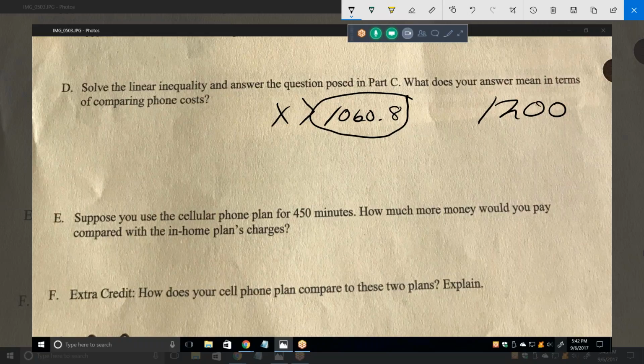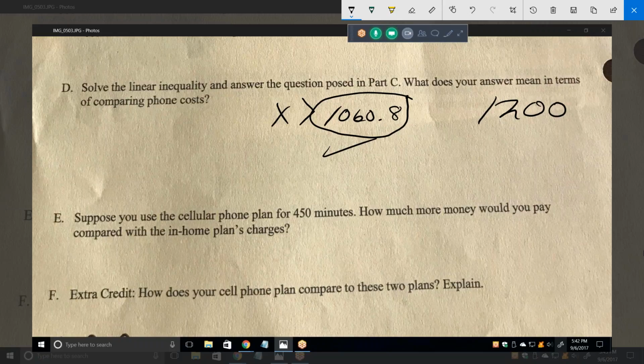I suspect that what they really meant was plan C is... no, I don't know what they meant. I'm not sure either. It's hard to tell. So anyway, this is the answer. What does it mean in terms of comparing phone costs?